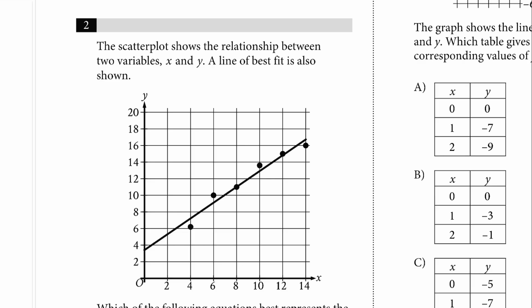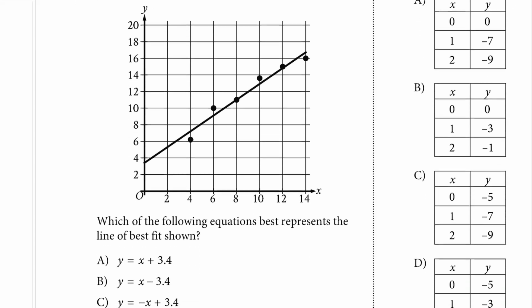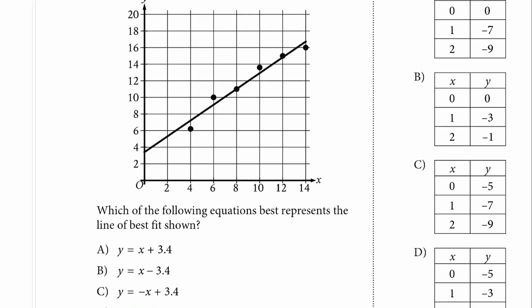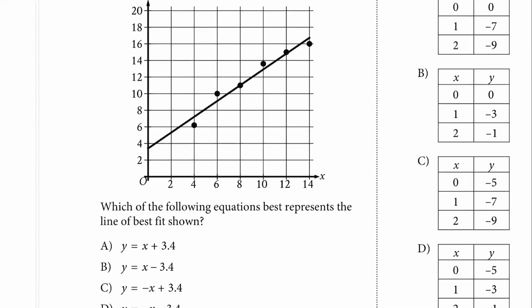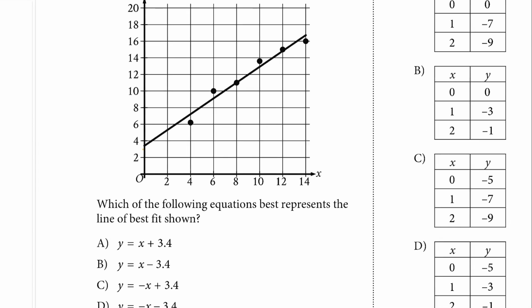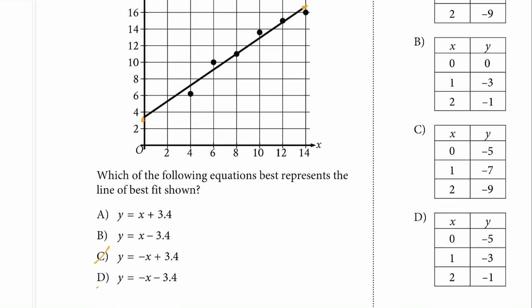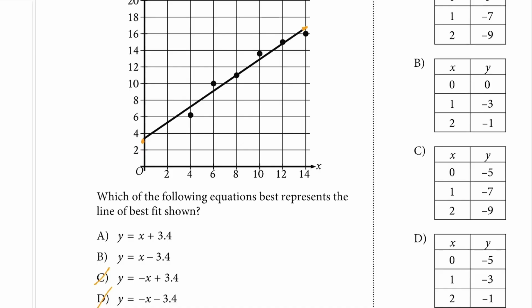The scatter plot shows the relationship between two variables x and y. A line of best fit is also shown. Which of the following equations best represents the line of best fit shown? We can see that we have a positive slope because it is increasing from left to right. So our options C and D are automatically out. Then we have a positive y-intercept, which is here. So our answer is A.